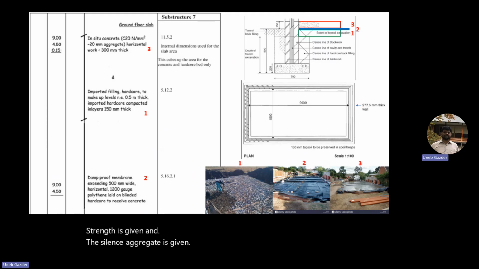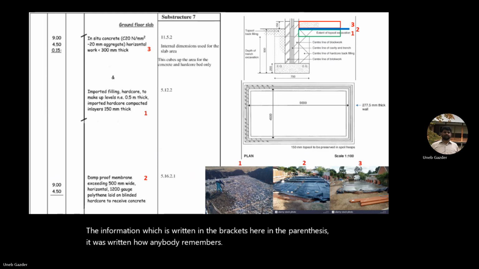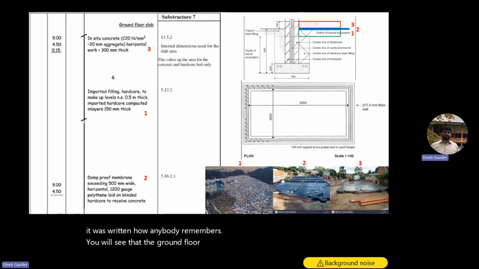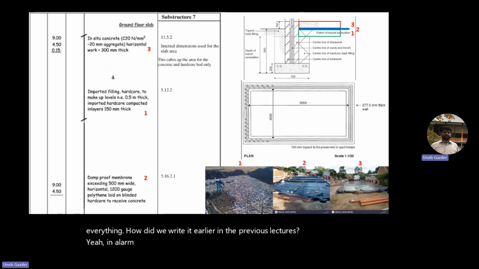In the previous lectures, we have seen this information written in a different way. Somebody remembers? How did we see it? The information which is written in the brackets here, in the parenthesis. You see that for the ground floor slab, they have given the description of concrete in the brackets, right? How did we write it earlier in the previous lectures? Yes, in NRM2. How was it written?